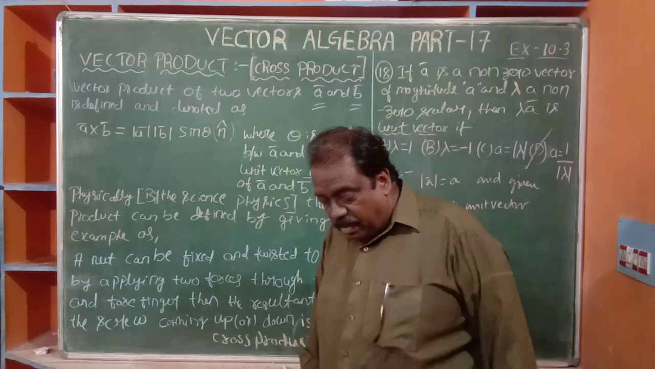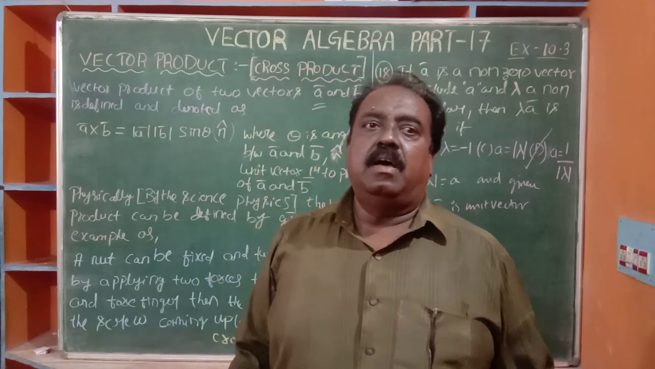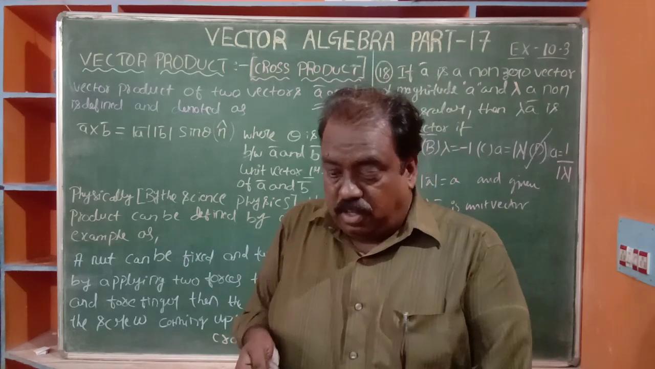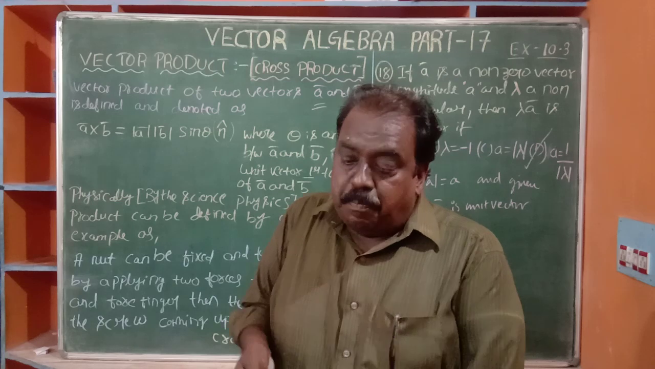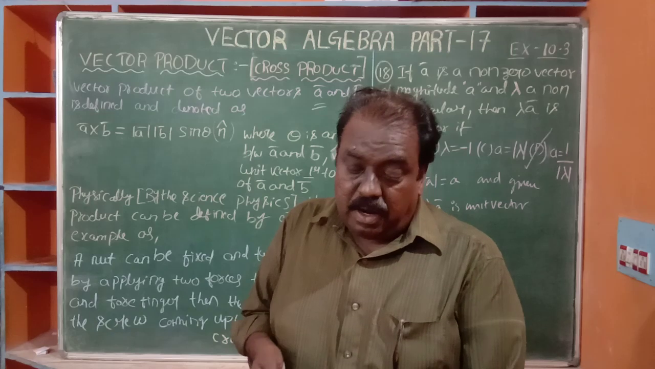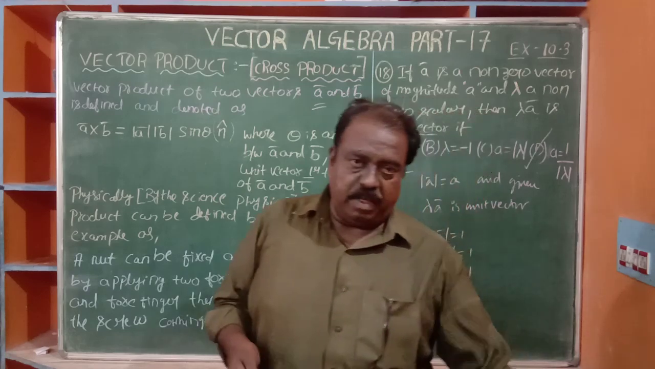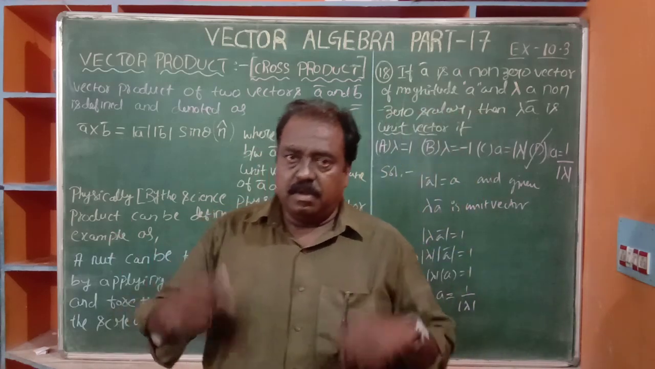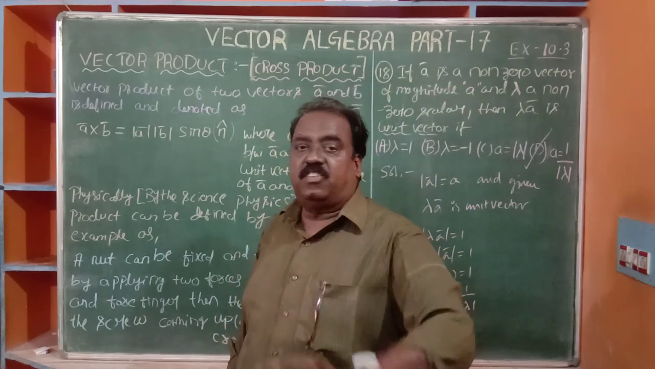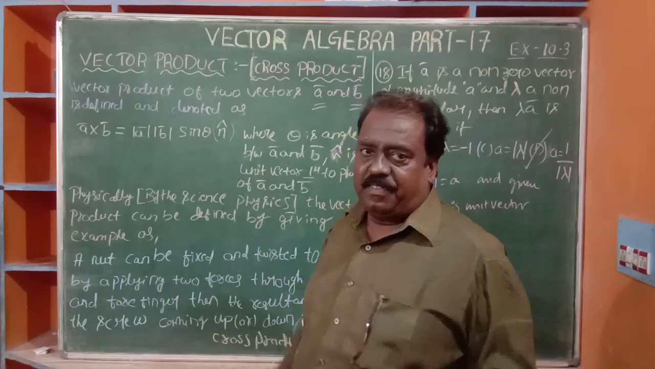You see, the dot product physically, with the physics subject, we can define: a force is applied through a rod or a stick, and that force helps to displace a stone from A to B. Then the work done is a dot product. That is, A bar dot B bar is mod A mod B cos theta. Whereas here, A bar cross B bar is different.